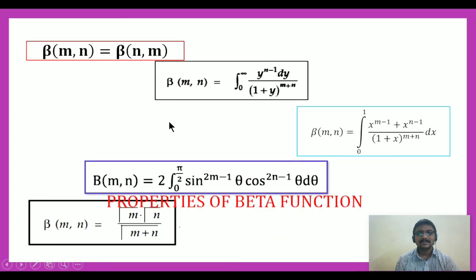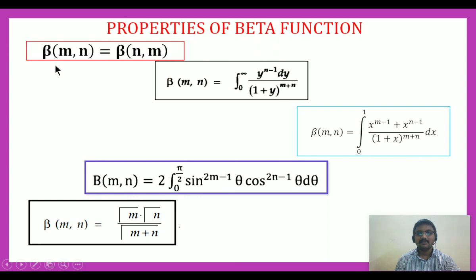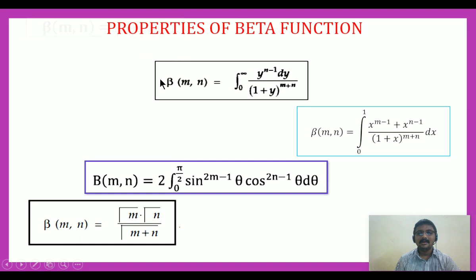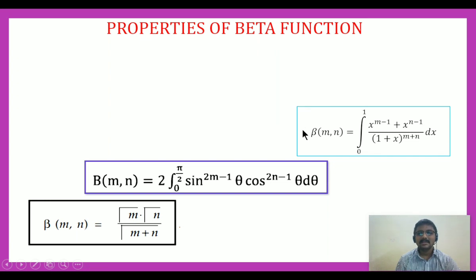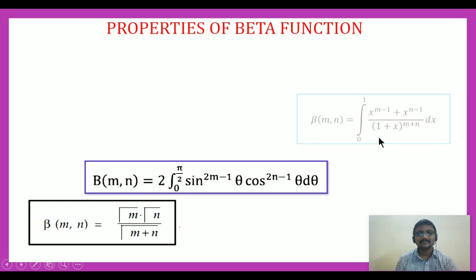The properties of beta function: beta of m, n is always equal to beta of n, m. Beta of m, n is equal to integral of 0 to infinity y^(n-1) upon (1+y)^(m+n) dy. Beta of m, n is integral of 0 to 1 (x^(m-1) + x^(n-1)) upon (1+x)^(m+n) dx.